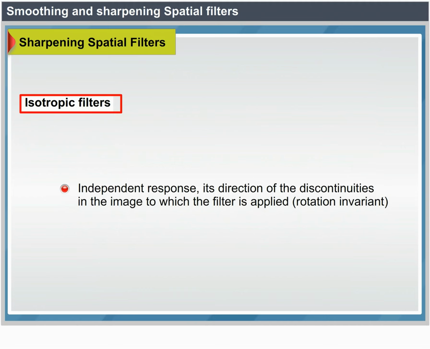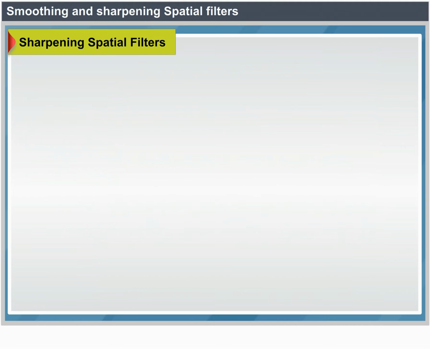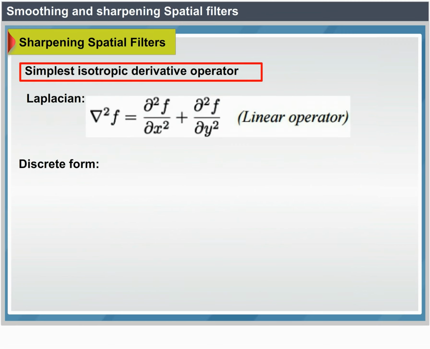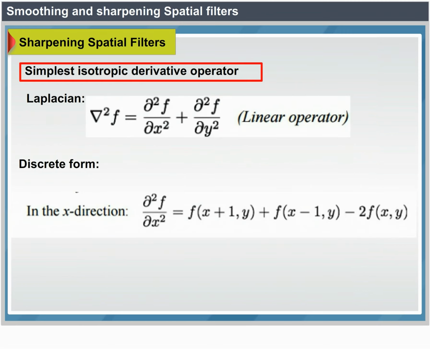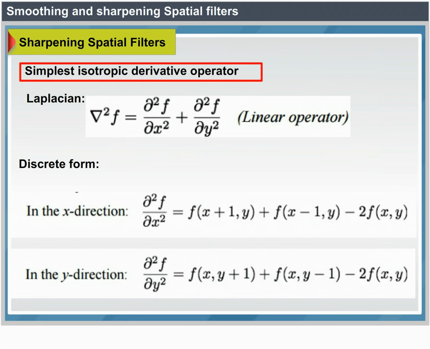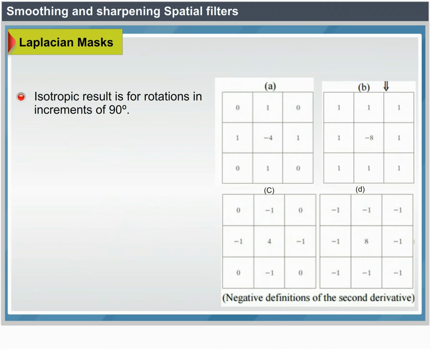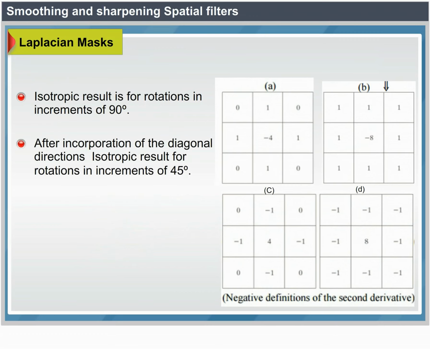Negative mask for rotations in increments of 90 degrees, C. Negative mask for rotations in increments of 45 degrees, D. Recovering the background: add or subtract the Laplacian image to the original to get the sharpened image. The equation is as shown on the screen. Blurred image. Blurred image masked using the Laplacian without scaling and with scaling techniques. Images for the result of using the mask.